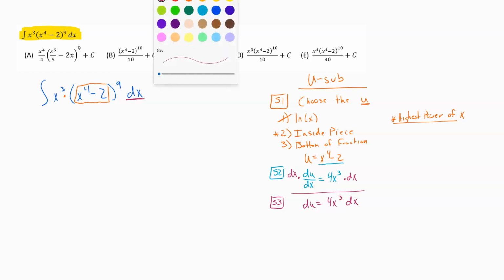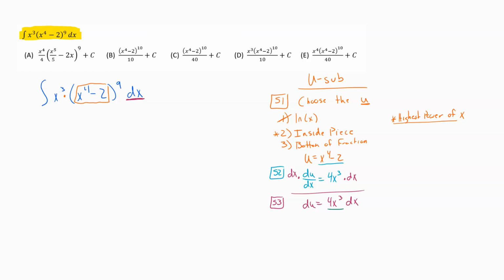And again, I'm just solving for dx right now, so I would divide both sides by 4x to the third to cancel that out on the right-hand side. And I end up with du over 4x to the third equals dx. So now I'm ready to substitute.